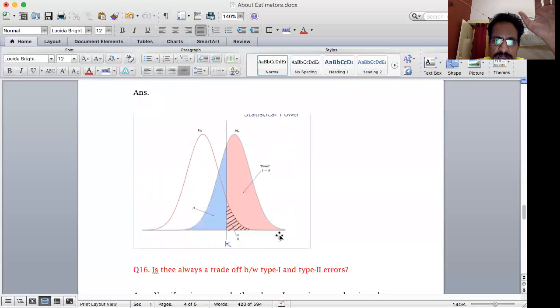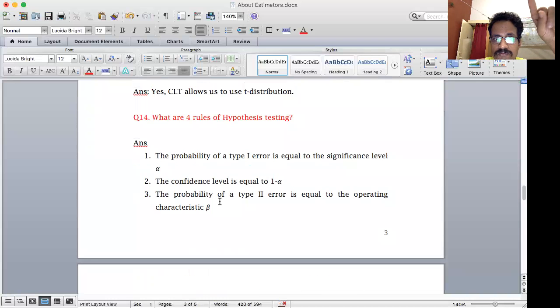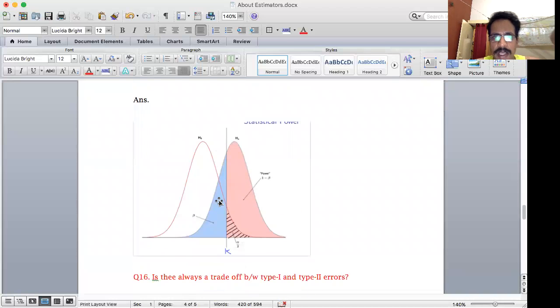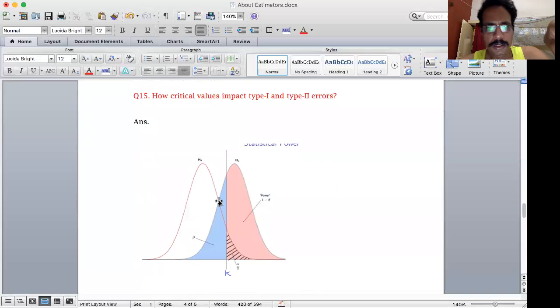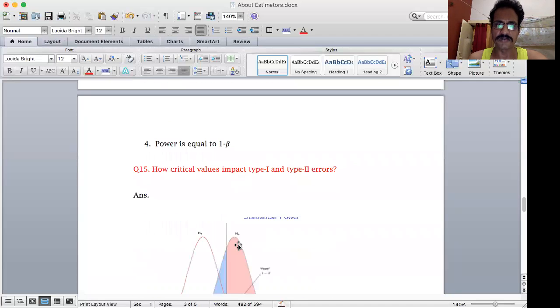Let us understand it with this graph. So this is the critical value k. This pink part here is 1 minus beta, the power, and the blue part here is the type 2 error or the operating characteristic. And this black shaded part here is half of your significance level.